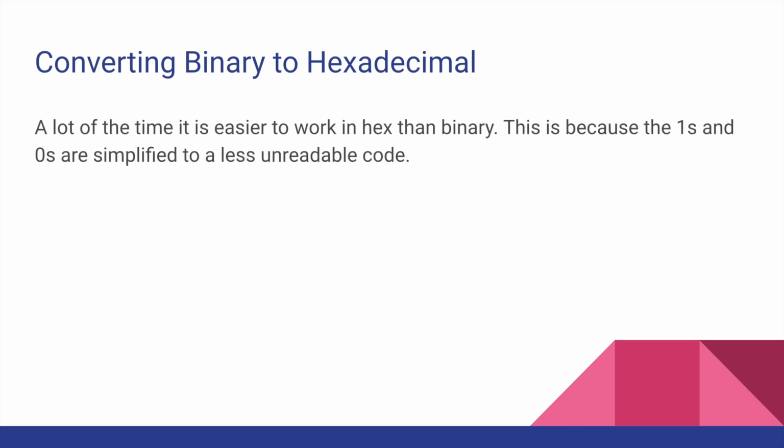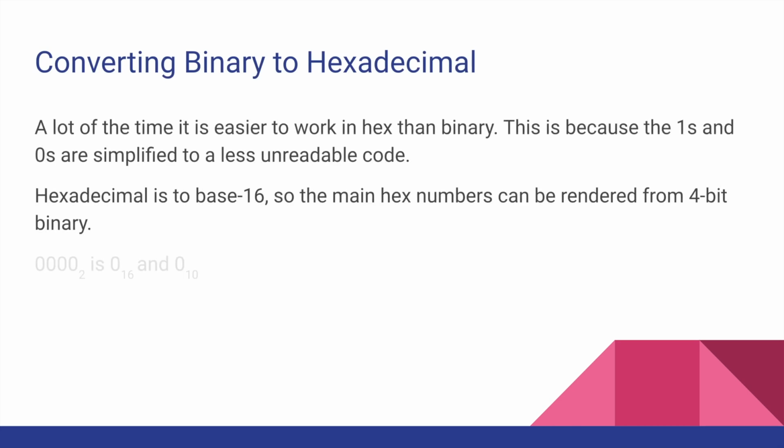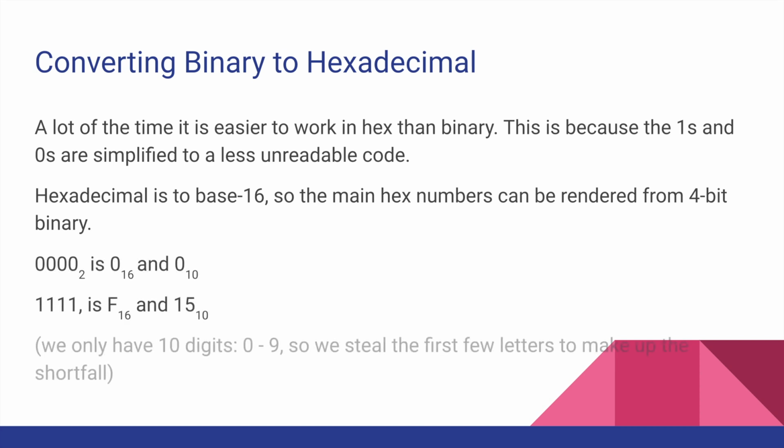Now I mentioned before we use hexadecimal in computing, and that's to render decimal values more conveniently. It is easy to work in hex and binary because we're taking 4 binary digits and converting them to one single hexadecimal value, and we can read that more easily. They're less unreadable anyway. So hexadecimal is base 16. Now remember, we work in decimal, which is base 10. Hexadecimal is base 16. This actually presents a problem to us.